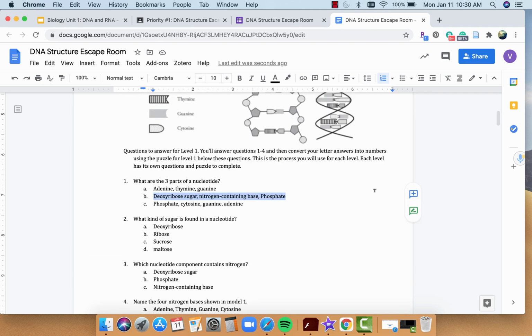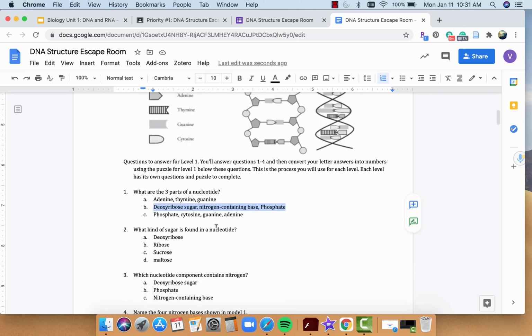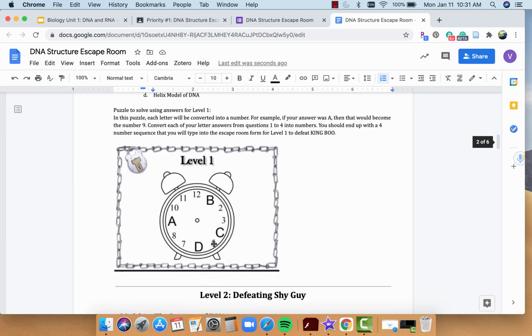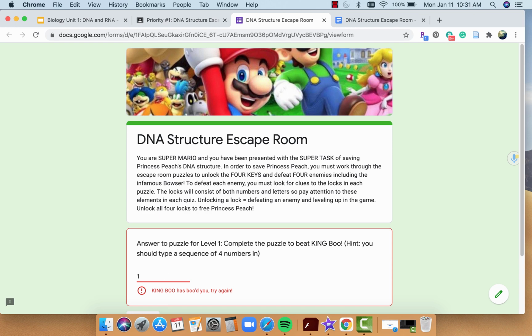Then you repeat that process for question 2. Question 2 says, what kind of sugar is found in a nucleotide? Let's look up at the nucleotide. Here we see it says deoxyribose sugar, so your answer to number 2 would be A, deoxyribose. Then we go back to our clock. We see A is replacing the number 9, so our second number is 9.